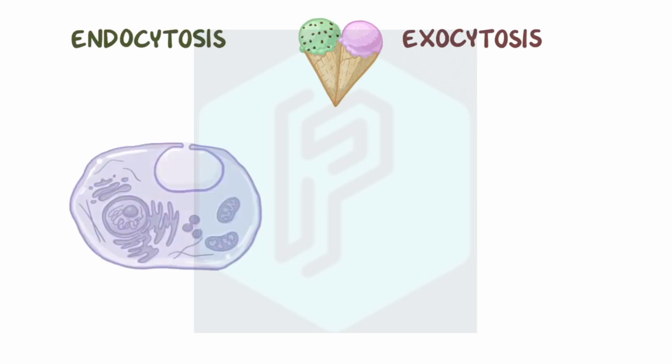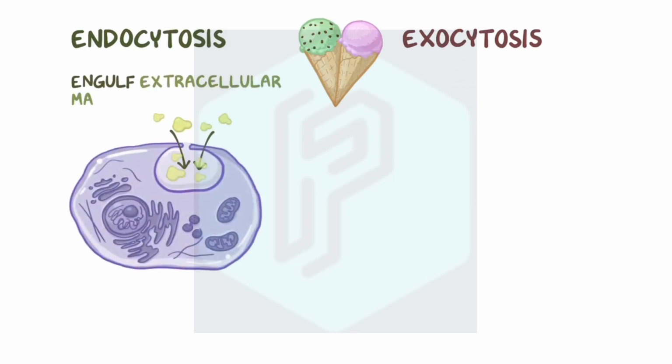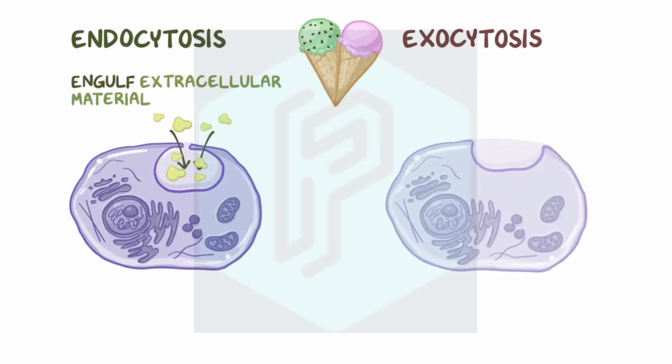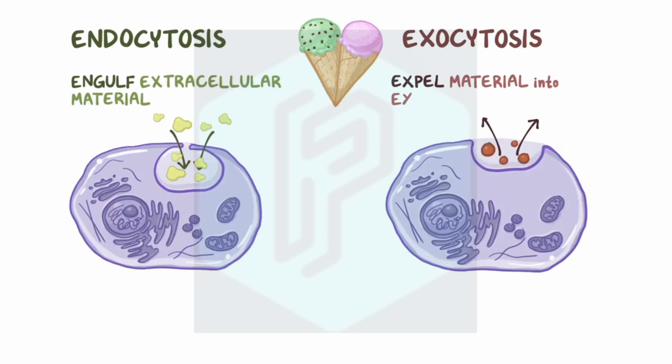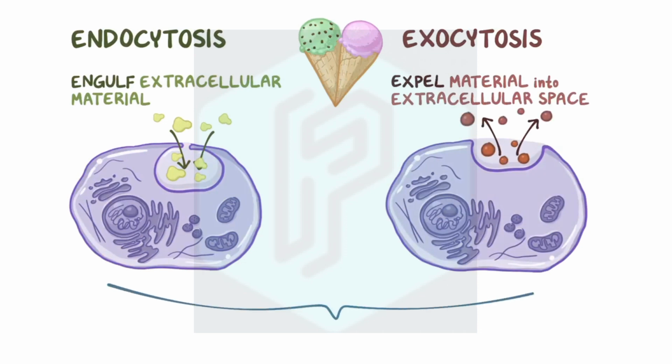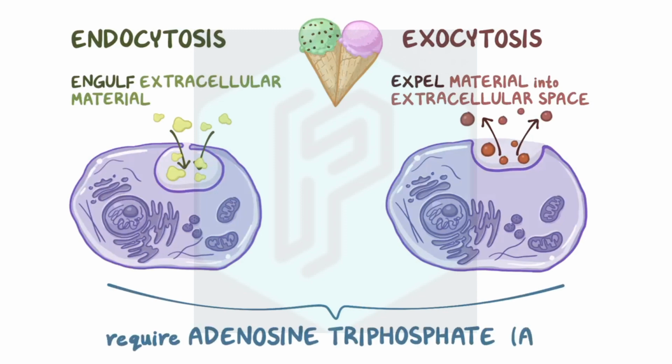Endocytosis is a process that cells use to engulf extracellular material, and exocytosis is the opposite of that, during which cells expel material into the extracellular space. Both endocytosis and exocytosis need energy in the form of adenosine triphosphate, or ATP, used in the movement of the substances in and out of the cell.